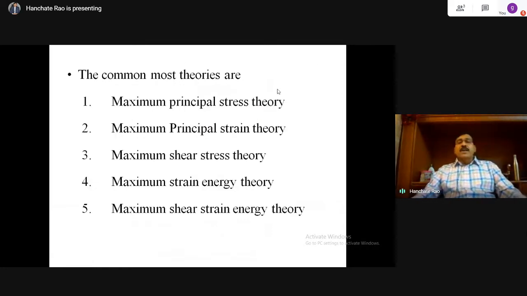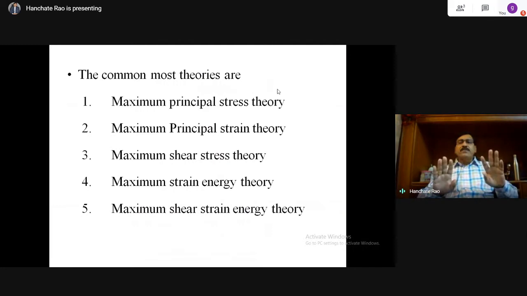The first one is called the maximum principal stress theory. The second one is the maximum principal strain theory. The third one is called the maximum shear stress theory. The fourth one is called the maximum strain energy theory. The fifth one is called the maximum shear strain energy theory. So we have 5 theories of failure.